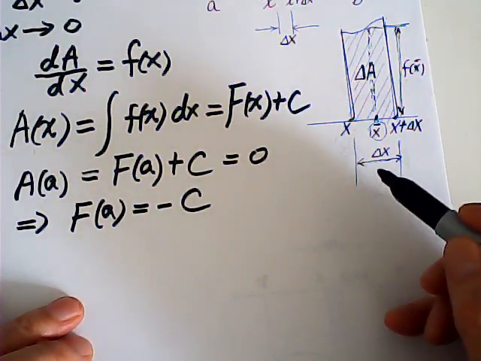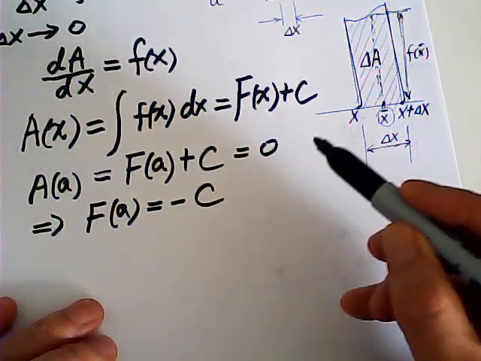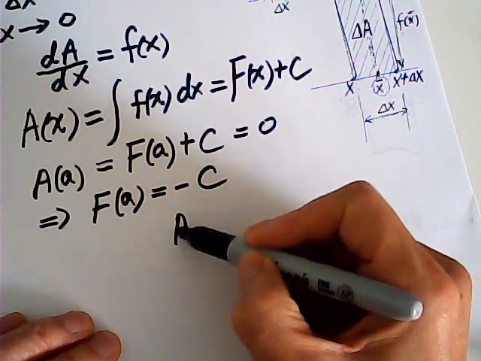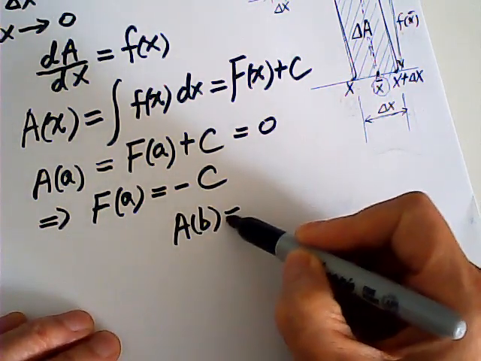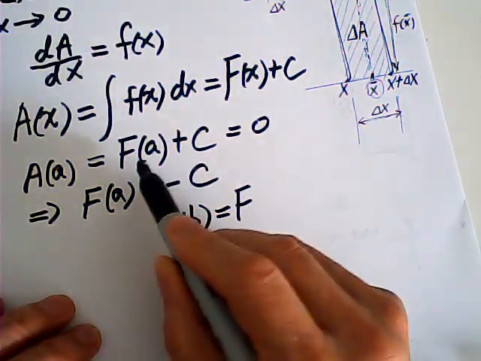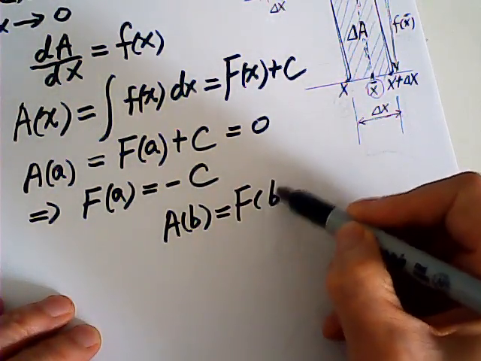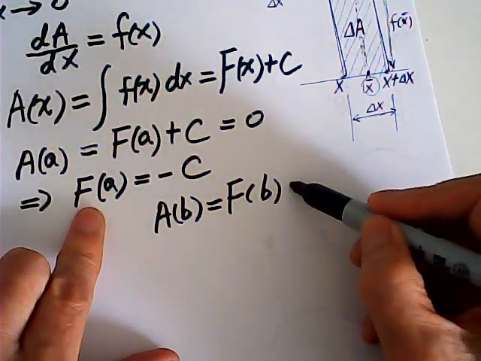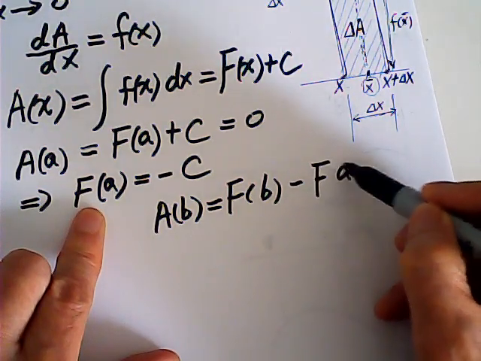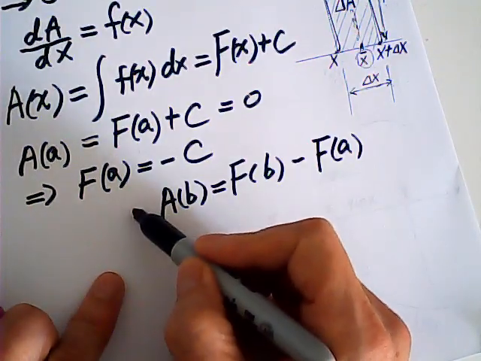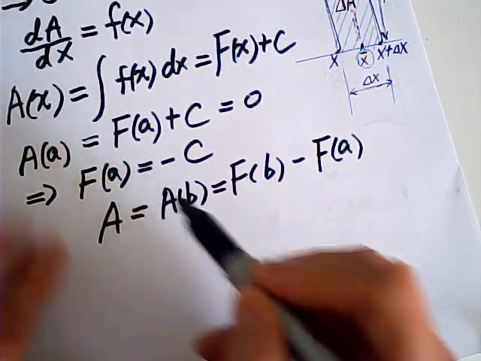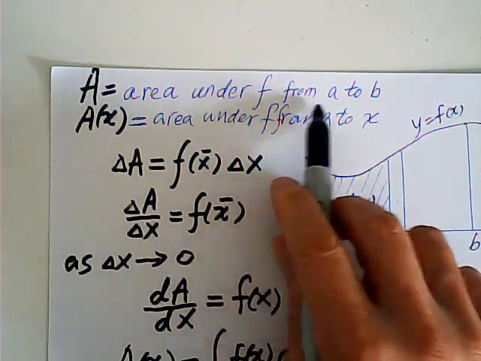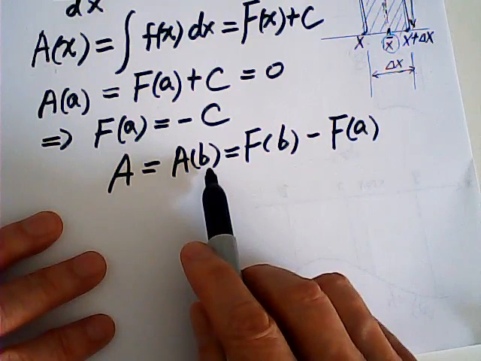At the same time, A of b is equal to F of b plus c. c is negative F of a, so it becomes F of b minus F of a, right? And this is the area we are looking for. The area under f from a to b is A of b.